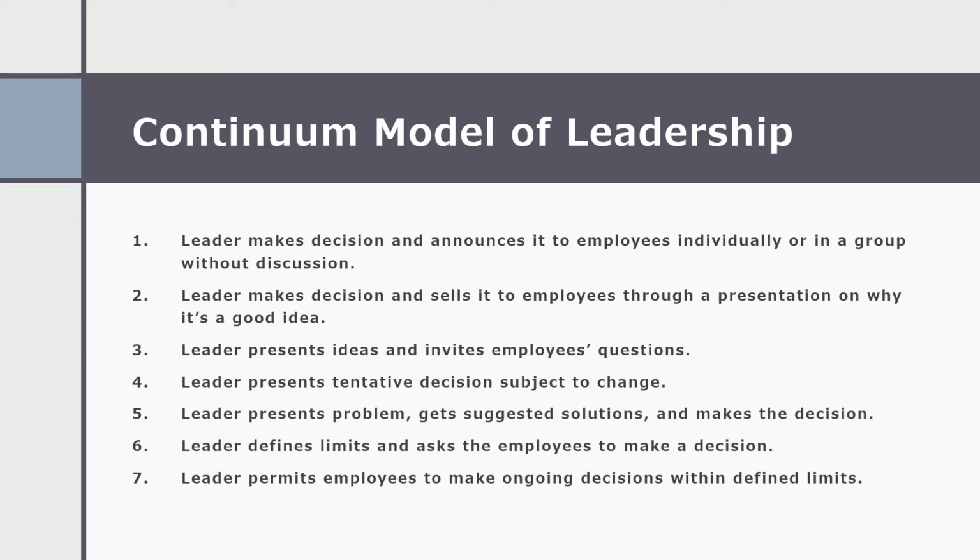And number 5, leader presents the problem, gets suggested solutions, and makes the decision. Then number 6, the leader defines limits and asks the employees to make a decision. And then lastly 7, the leader permits employees to make ongoing decisions within defined limits.